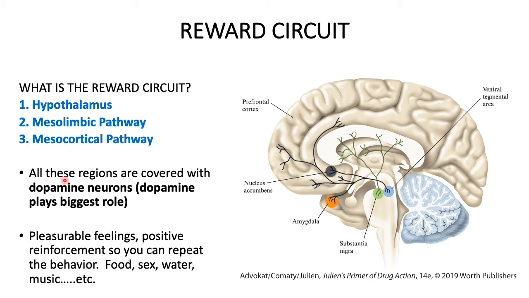So all of these regions of the brain are covered with dopamine neurons, meaning that they release a lot of dopamine, and it is also believed that dopamine plays the biggest role in addiction. So the release of dopamine is strongly related to addiction. And we learned that dopamine is associated with pleasurable feelings and positive reinforcement, so that you can repeat the behavior over and over again. And so addiction is basically related to that, in that the addiction to a drug gives that pleasurable feeling and that need to want to do it over and over again because these pathways are being manipulated by these drugs.